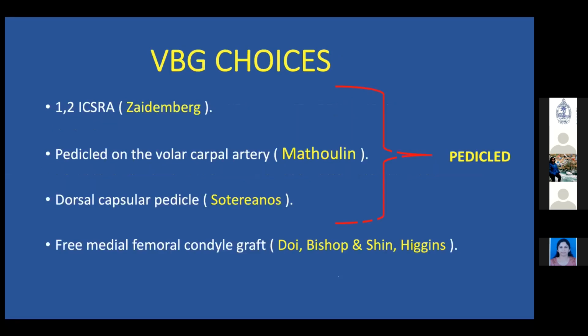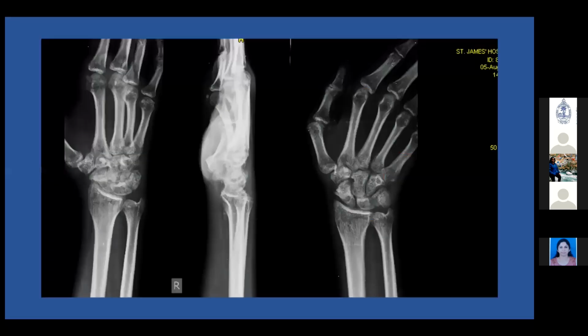So we have a lot of choices. We have the 4 common choices. So it is best to do something which you are comfortable with and you are good at. So I do the 1-2 ICSRA. I don't do the other things, though I want to try the free medial femoral condyle graft. The other 2 are a little tricky. I don't feel very comfortable with them.